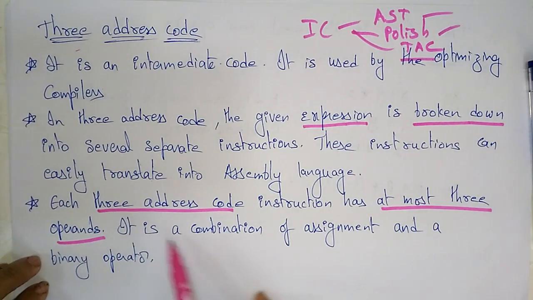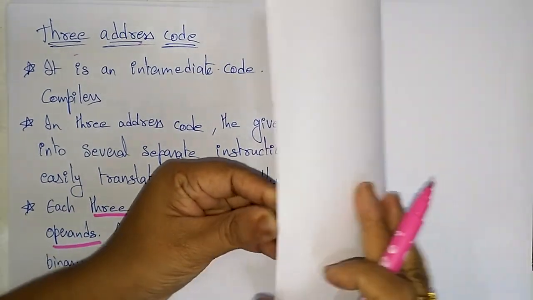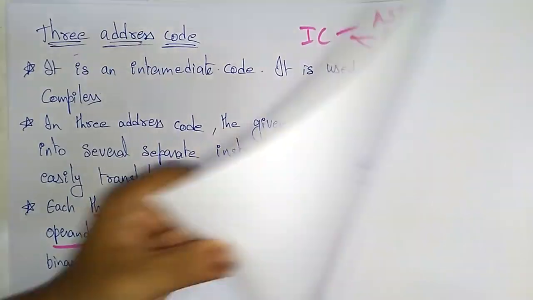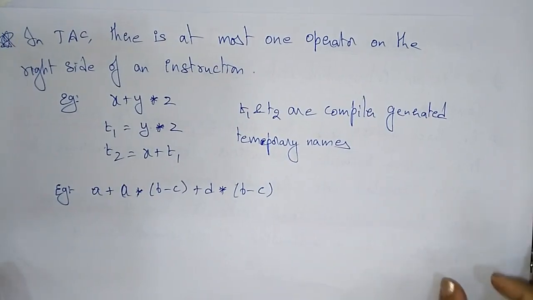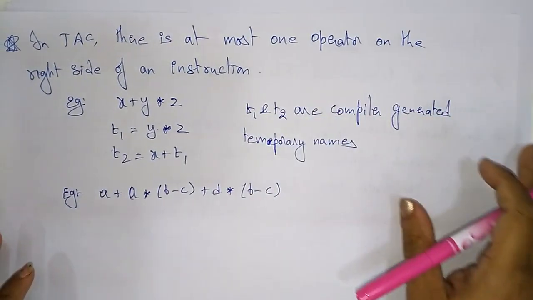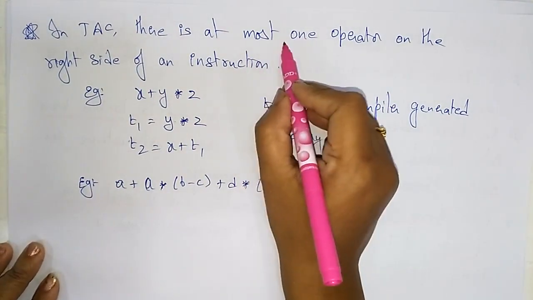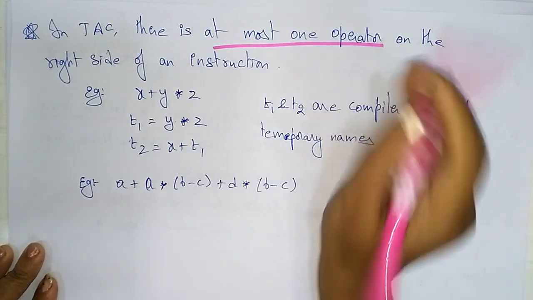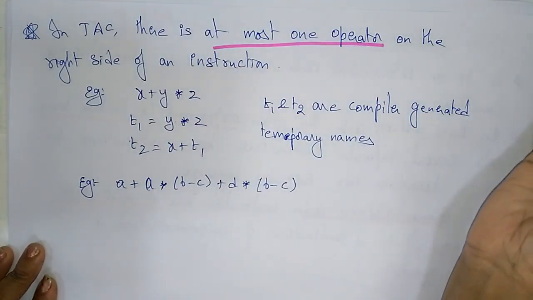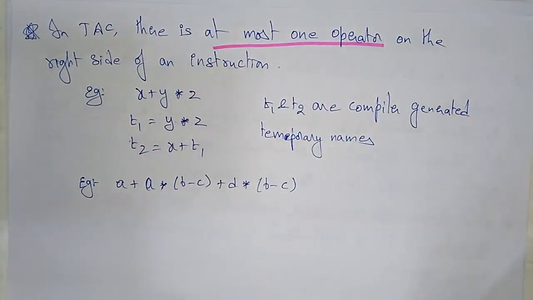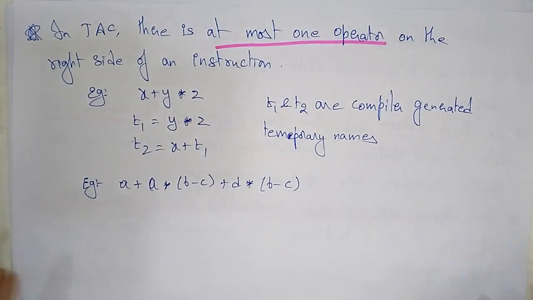It is a combination of an assignment and a binary operator. In 3-address code, there is at most 1 operator on the right side of an instruction. Remember that at most 1 operator should be on the right side of an instruction.